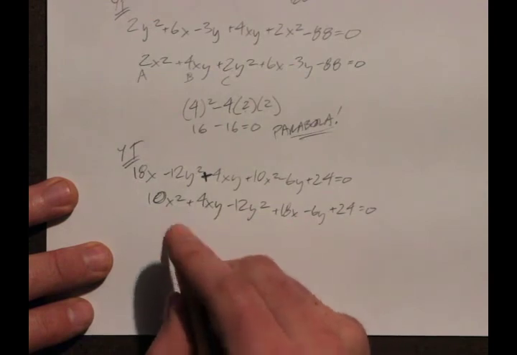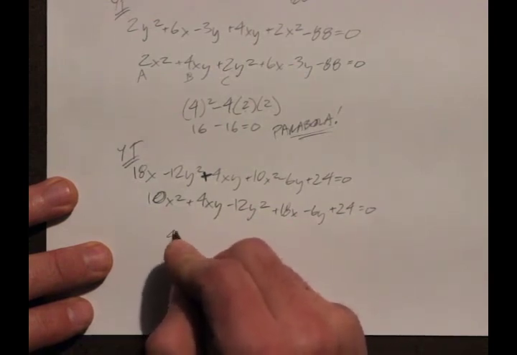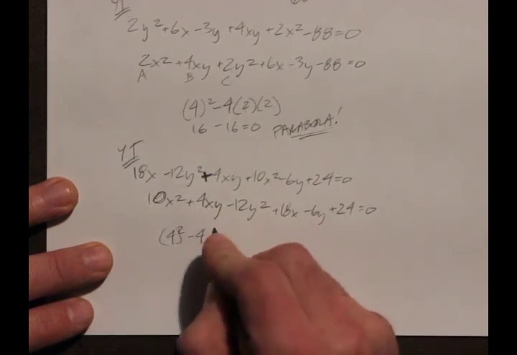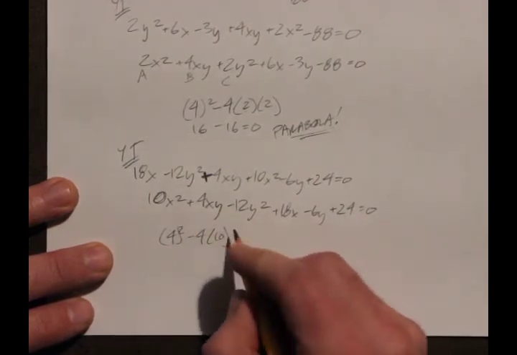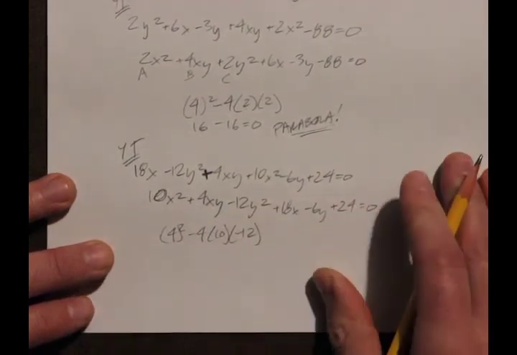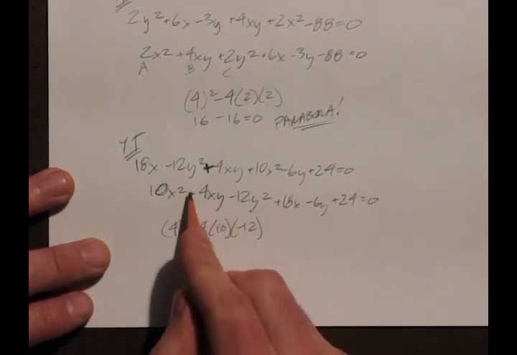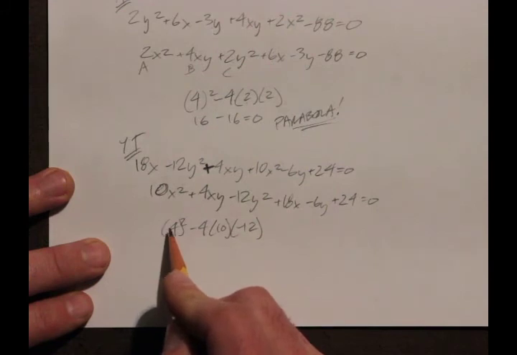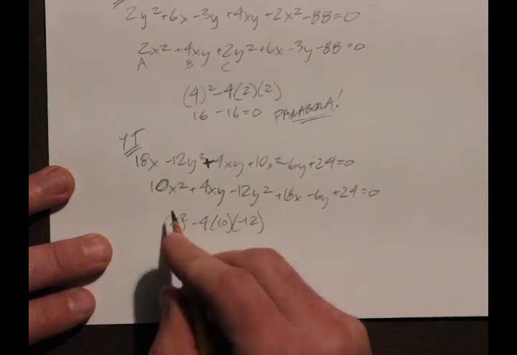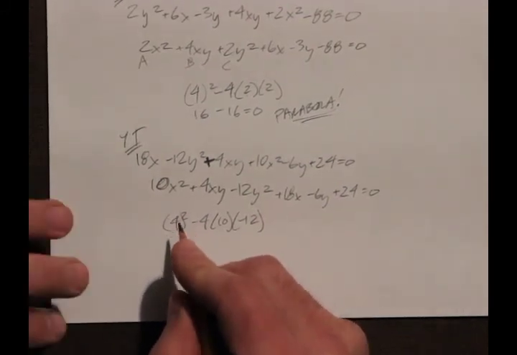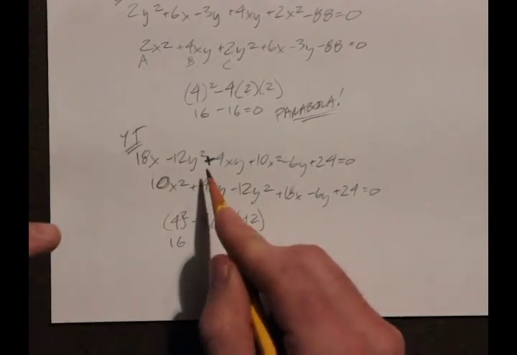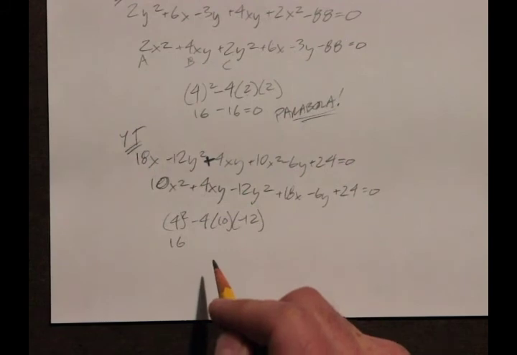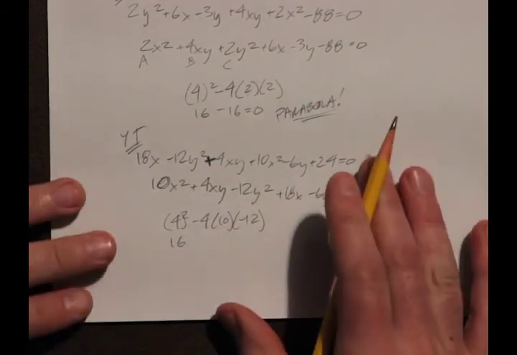So b, so that's 4 squared, minus 4 times a, which is 10, times c, which is negative 12. Now one thing that's cool is if you had negative 4xy, then you would say negative 4 squared, which is going to get you a positive 16. So even if you had a negative 4, you should still end up with the same answer. So that's good. That makes me feel better.